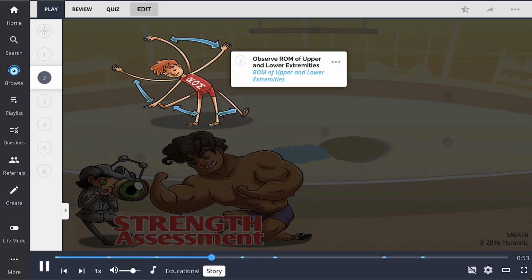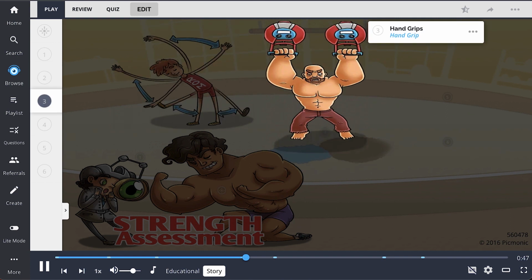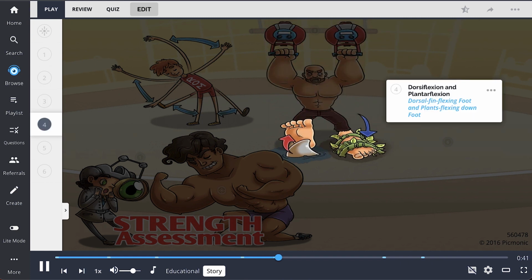Ha-ha! Now the next test is pretty terrifying. They have to squeeze these hand grips. I know what you're thinking. Get a grip. That's not that scary. Well, what if I told you that they're holding on for dear life? Because if they let go, they'll fall in a shark-infested pool.